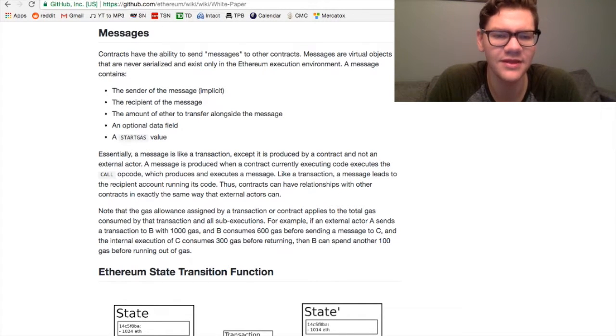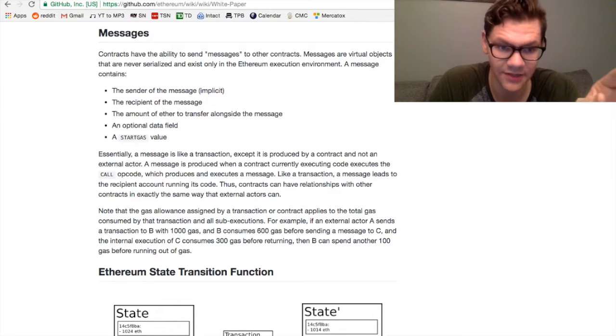Contracts have the ability to send messages to other contracts. Messages are virtual objects that are never serialized and exist only in the Ethereum execution environment. A message contains the sender of the message (implicit) and the recipient of the message. Essentially, a message is like a transaction, except it is produced by a contract and not an external actor.